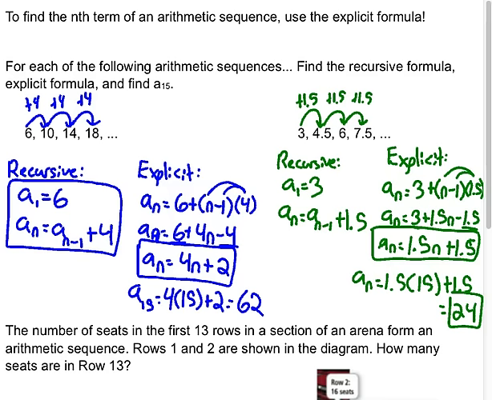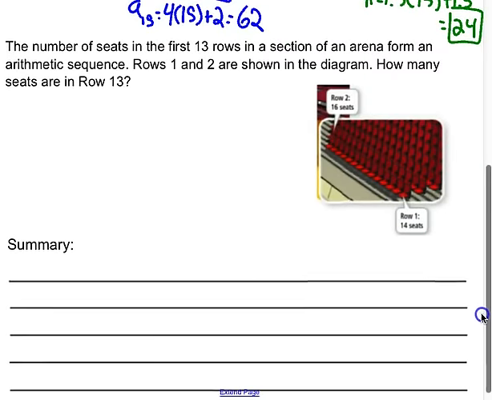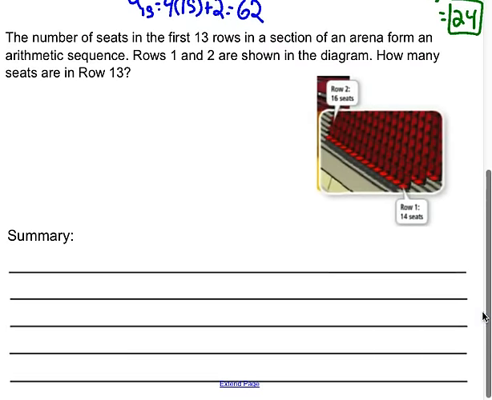So let's take a look at what a word problem would look like. The number of seats in the first 13 rows in a section of an arena form an arithmetic sequence. Rows 1 and 2 are shown in the diagram. How many seats are in row 13? All right, so we have 14 and 16. I'm getting those from the picture, and then so on and so forth.